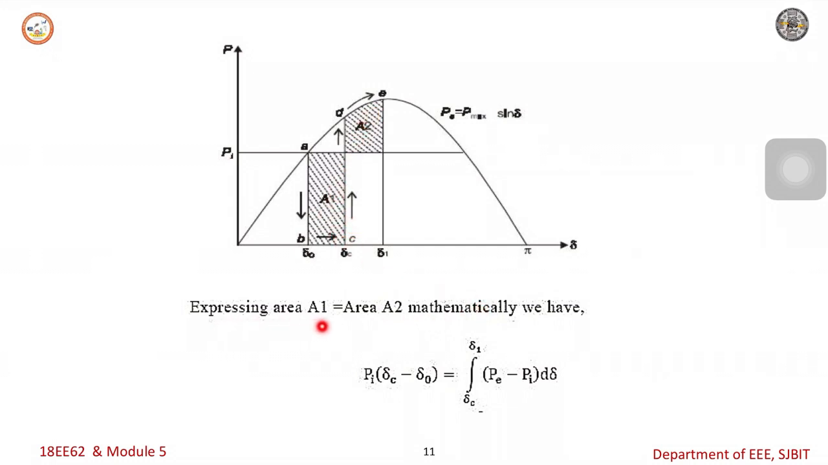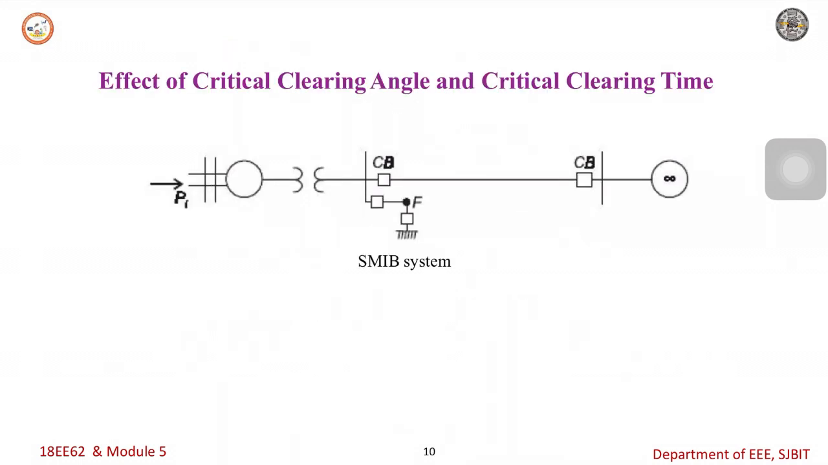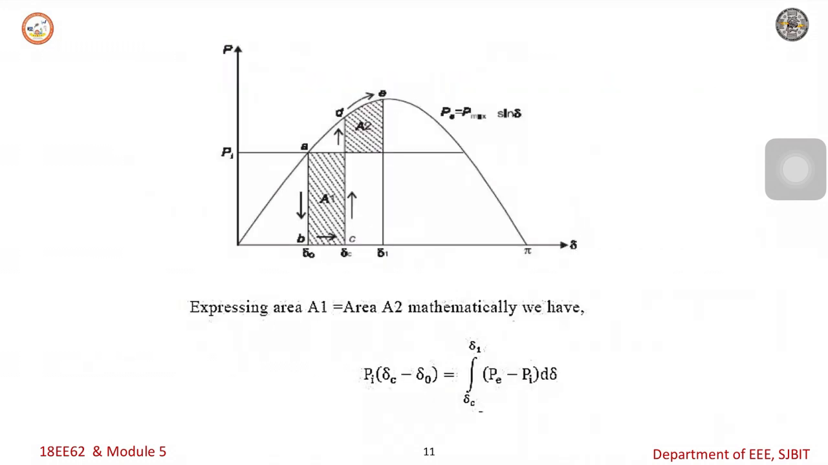Expressing area 1 equal to area 2 mathematically, we can get this equation: Pm (delta C minus delta naught) is equal to the integral from delta C to delta 1 of (Pe minus Pm) d delta. So, let us have the equations to analyze this.